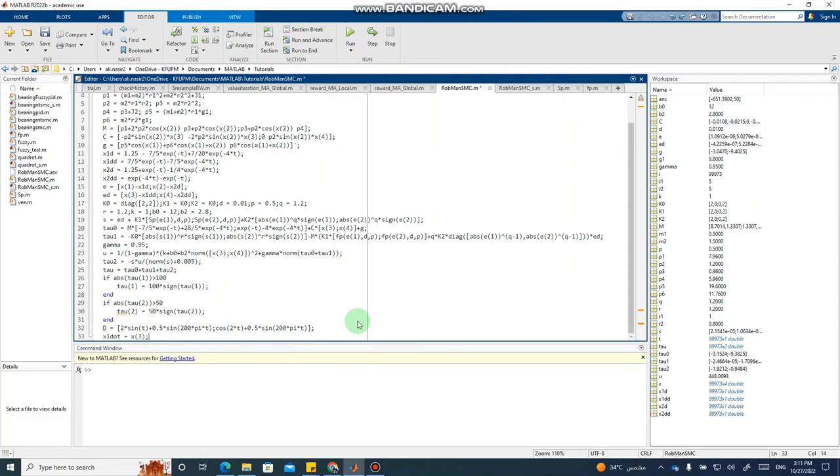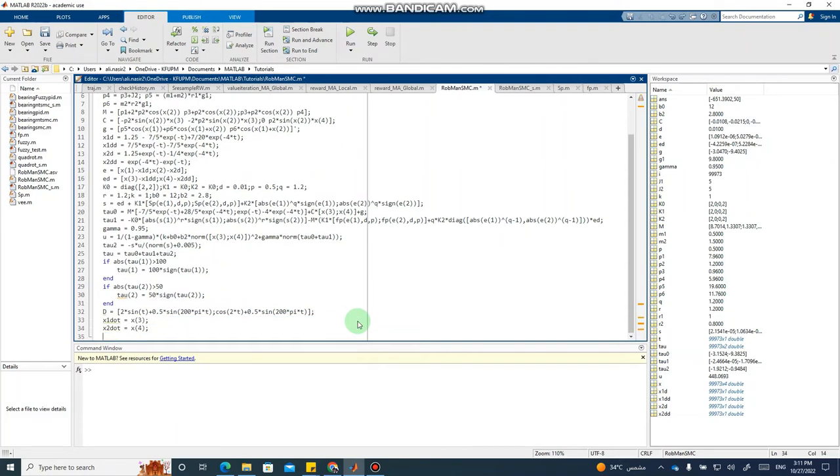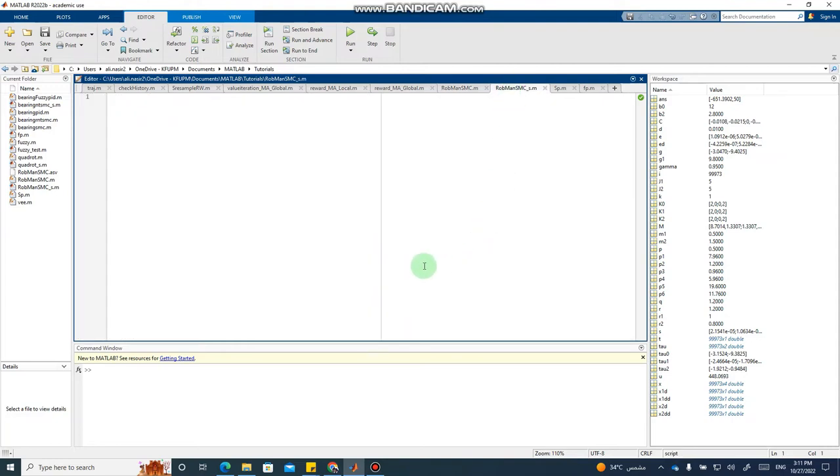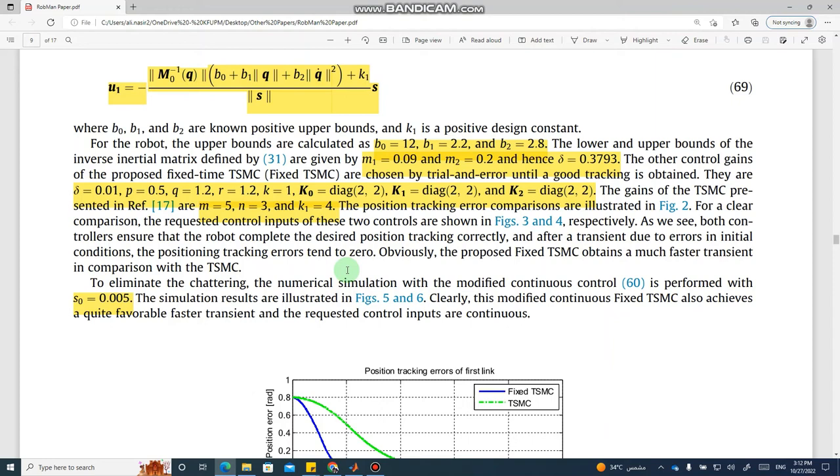And then you can write the dynamics. So x1 dot equals x3, x2 dot equals x4, and x3 and x4 dot, I have combined them into a single equation. This is m inverse times tau minus c times q dot minus g minus disturbance. And then this completes our function file. So we just save it. And then next we go into the robot, the script file for this simulation.